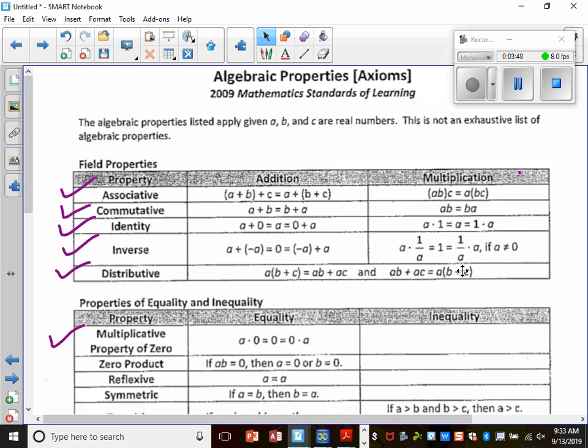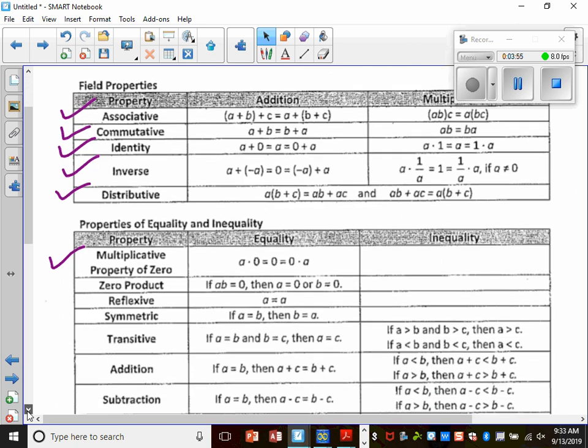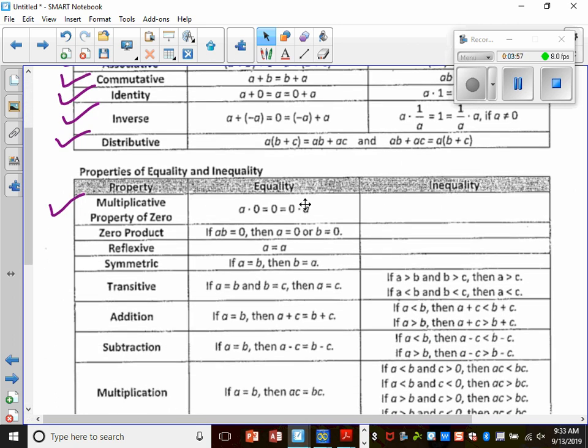Distributive we use all the time. Take the outside term, multiply all the terms inside. Multiplication property of 0. Definitely something you learned when you learned your multiplication tables. You learned that anything times 0 is what? 0. All right. The zero product property, we will definitely talk about when we get into factoring and quadratic equations, but I want to start with reflexive. That's where we're going to start today.